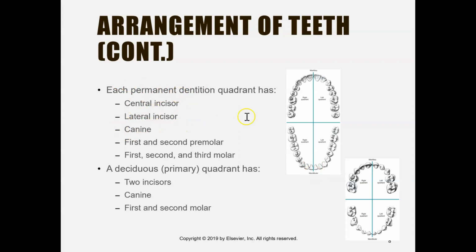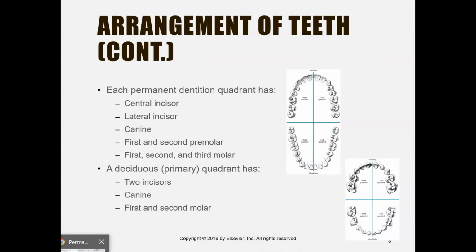Then we have the lateral incisors, and lateral means to the side. So the ones on the side of the central incisors are your lateral incisors. Then we have a canine, and our canine is very unique. It's known as a sharp tooth, and we'll look at why that is later on.